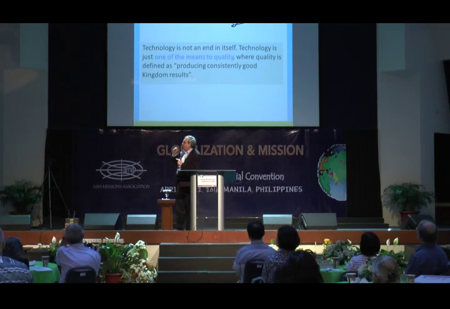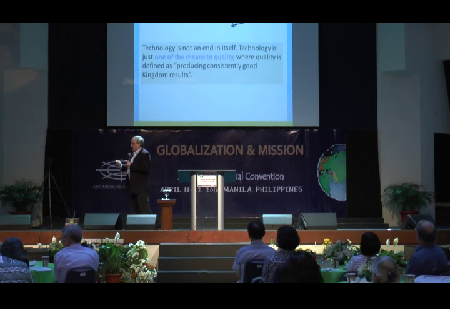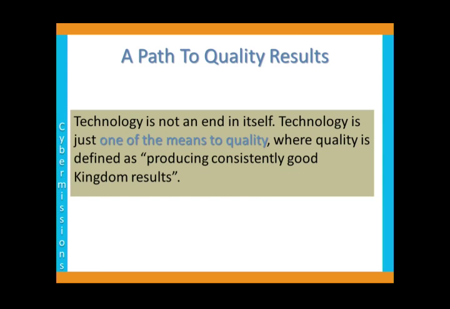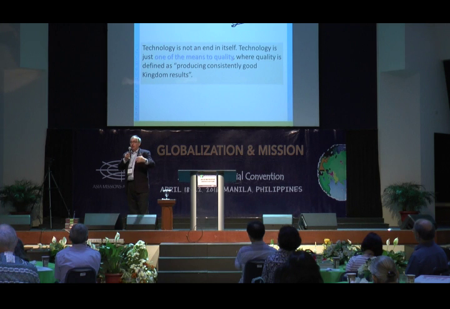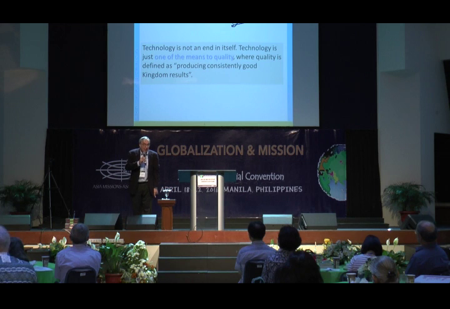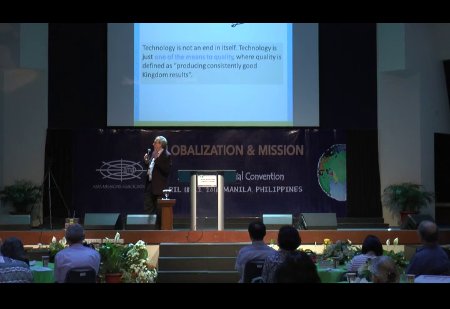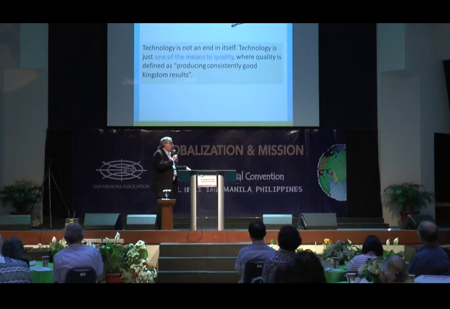Okay. Technology is not an end in itself. Technology is just one of the means to quality. If you can produce a high quality result without technology, great, throw out the technology. But technology is just there, for instance, to cast my voice across this room. I have a little bit of technology called a microphone. It is there to ensure a quality result. But quality is defined as producing consistently good kingdom results. Next slide.